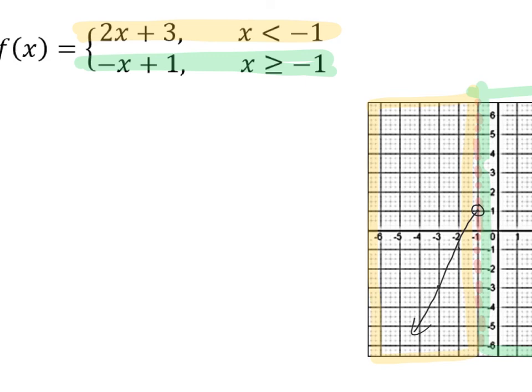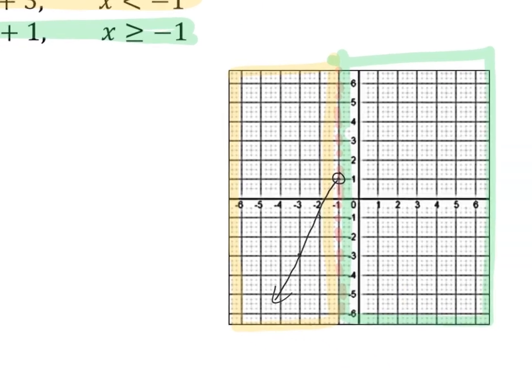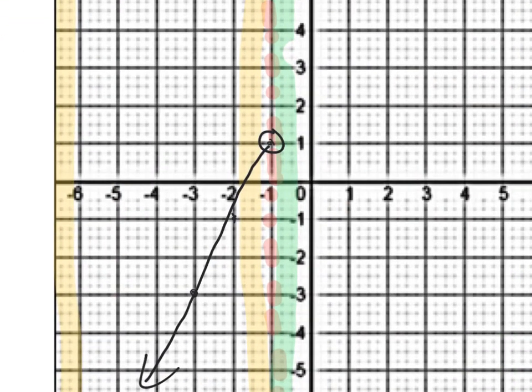We have negative x plus 1. So y-intercept is 1, slope is negative 1, down 1 over 1. So my y-intercept will be at positive 1. And my slope is down 1 over 1, down 1 over 1, down 1 over 1. And I want to continue this in both directions up until I hit the boundary, which is right here. So this line will go forever that way, and I'll put an arrow, and then it will stop at the boundary.